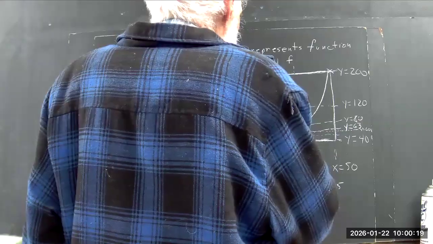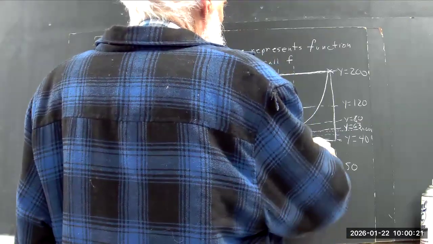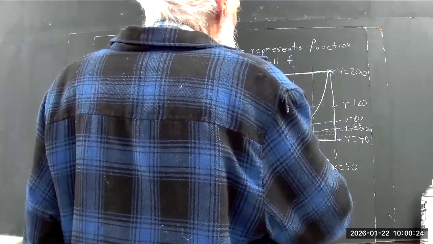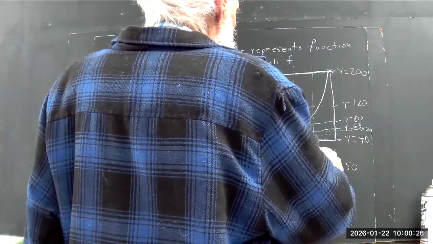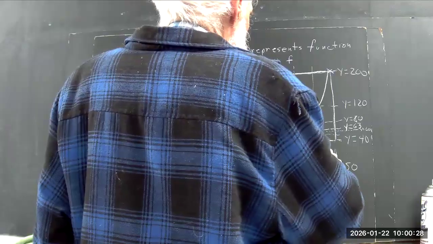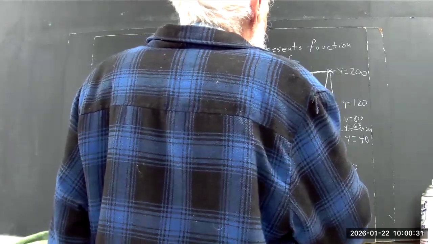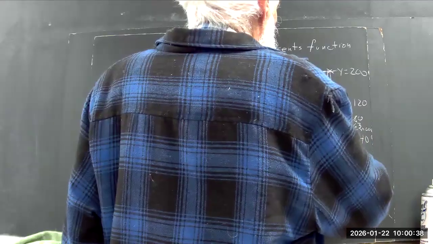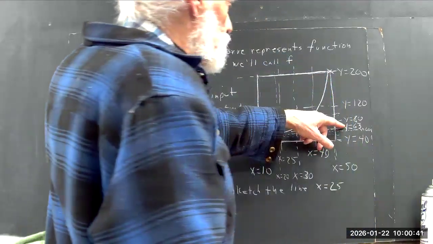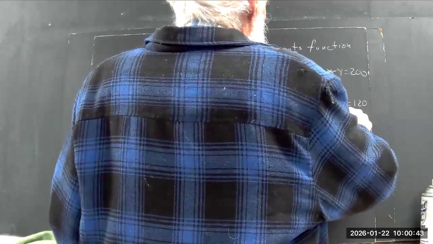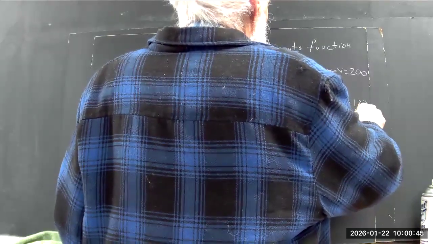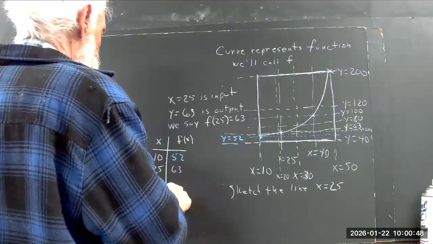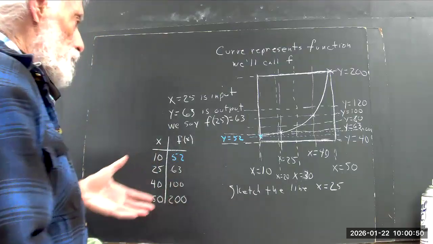x equals 40. Well, there's 10, there's 50, there's 30. Halfway between 30 and 40 would be here. It would say x equals 40 at this point. That gives me a point on the graph here. Come over here, and then I estimate this. It's between 80 and 120. I'm going to say y equals 100. So then I've got a table.